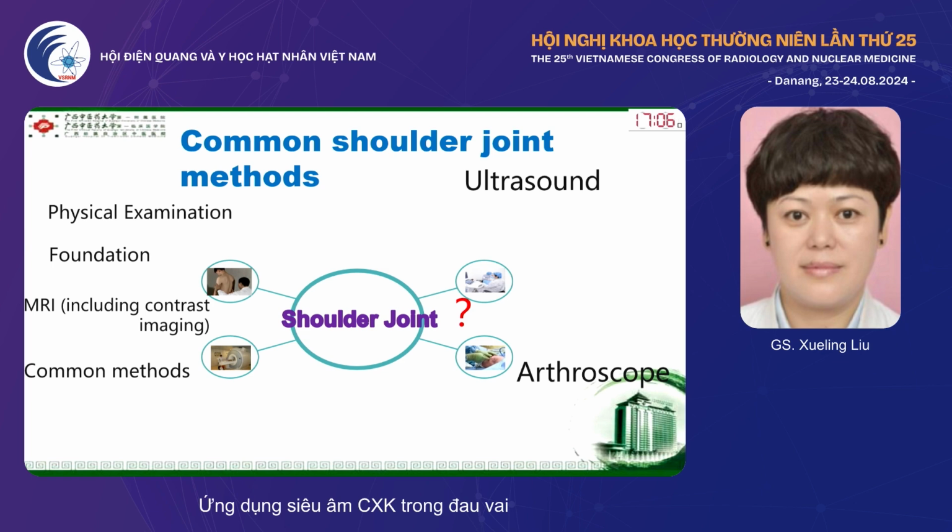For common shoulder diagnostic methods, we know a physical examination is the foundation, but physical examination lacks specificity for rotator cuff tears. So it is necessary to do imaging, medical images. MRI and contrast images are common methods. And ultrasound has many advantages, for example, face-to-face and soft tissue examination.